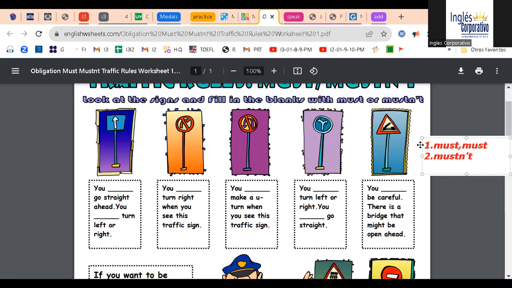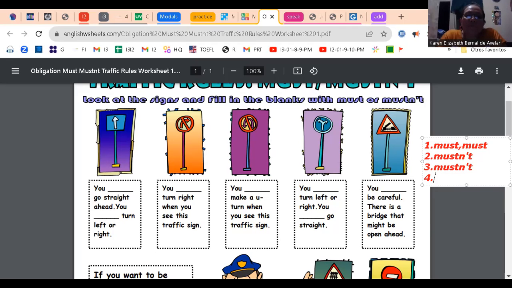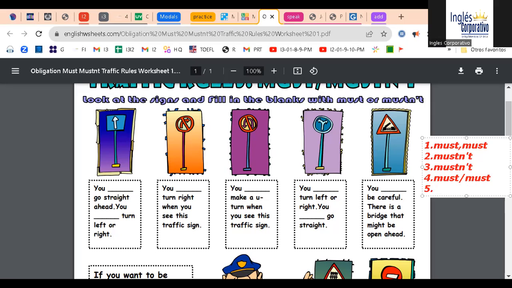Yes, right. So then number three, volunteer. Me. You mustn't what? You mustn't make your turn when you see this traffic sign. Yes. Number four, volunteer. Me, teacher. Okay, got it. You must turn left or right. Okay. You must go straight. You must go straight. Okay, so you see, you're learning in order to get your driver license, right? Okay, number five. What do you think?